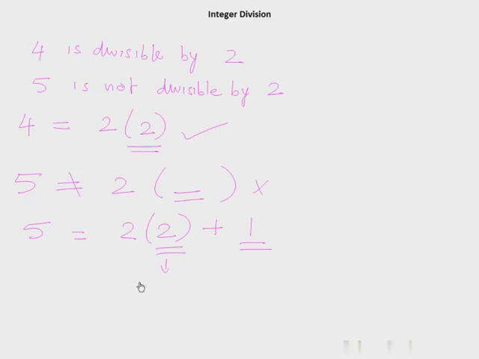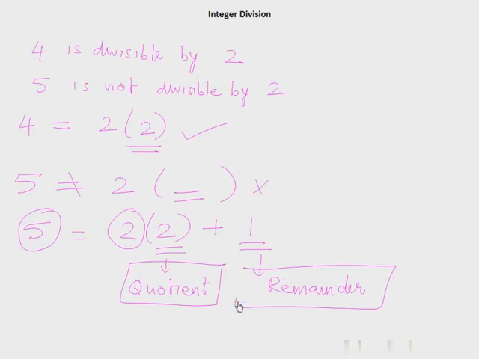This 2 and this 1 are important concepts. This 2 is called the quotient, and this 1 is called the remainder. So the complete statement is when 5 is divided by 2, we get a quotient of 2 and a remainder of 1. As we can see, given the quotient and the remainder, we can build back the original number.